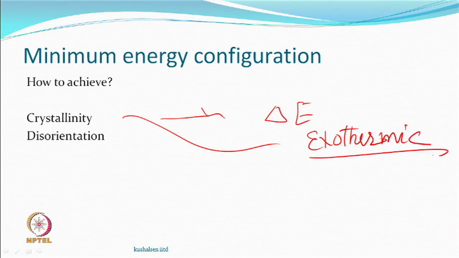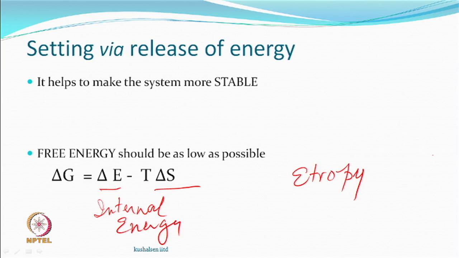So, this process is exothermic. That means, whenever you facilitate crystallization, then energy will go down, delta E will go down, it will become negative, is that right? And if we go above, what it means is, if this is negative, it is helping the delta G also to go towards the negative.